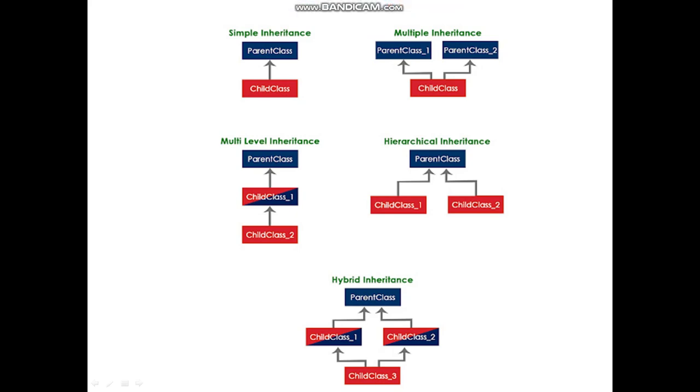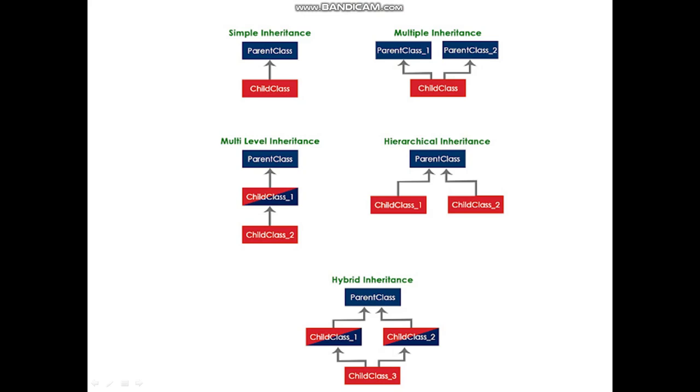So here you can see different types of inheritance. Can you see there are 5 types of inheritance? The first one is simple inheritance, where you are a child and this is the parent. The child inherits the properties from the parent. Okay, now let's see the next one.